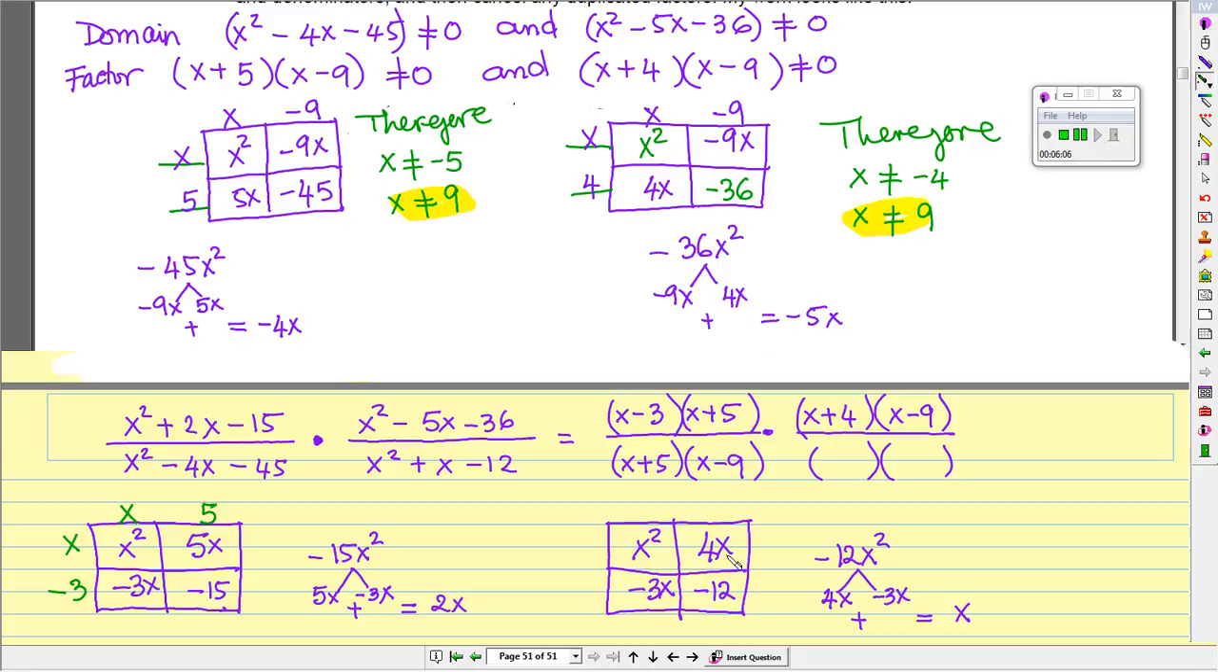Next step, we go to each row and find the greatest common factor. For x squared and 4x, the greatest common factor is x. For negative 3x and negative 12, the greatest common factor is negative 3. Now you take the inside and divide by the outside: x squared divided by x gives you x, and 4x divided by x gives you 4. Therefore, your two factors will be x minus 3 times x plus 4.